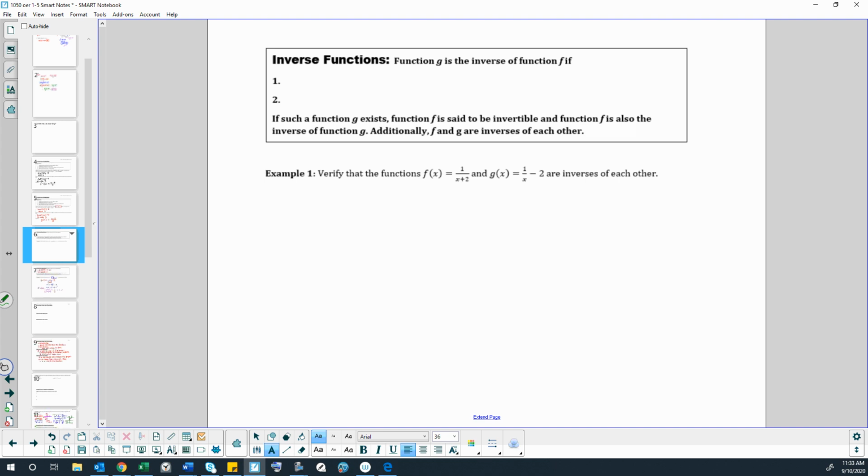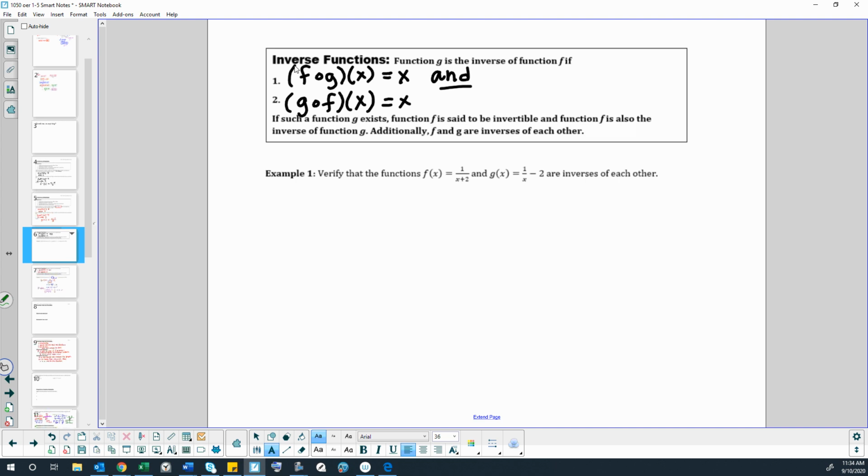Here's our definition. Function g is the inverse of function f if f composite g of x equals x, and these both have to be true: g composite f of x also equals x. In other words, if we take a value, put it through a function, and take that answer and put it through another function, and we get what we started with, then they could be inverses. And if we do that again in the other direction, and it turns out the same again, then it's definitely an inverse. It's reversible either way. So we call this invertible, and they are inverses of each other.